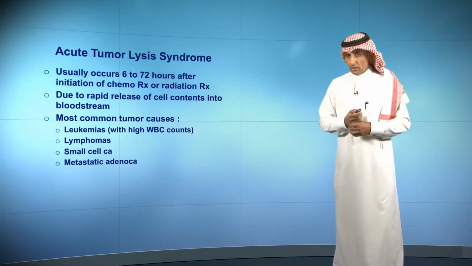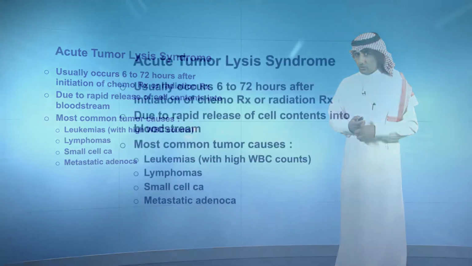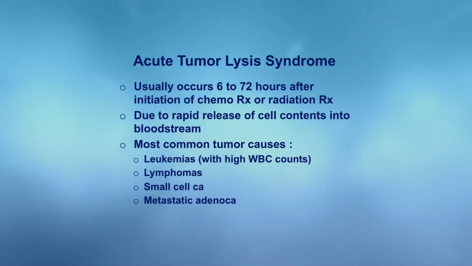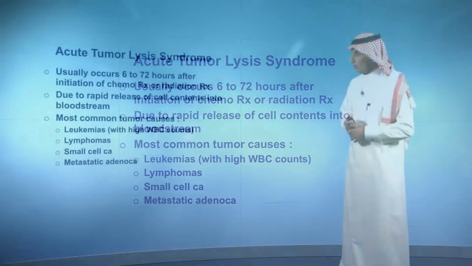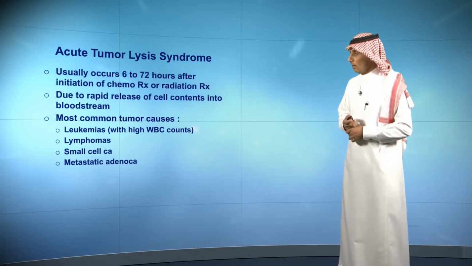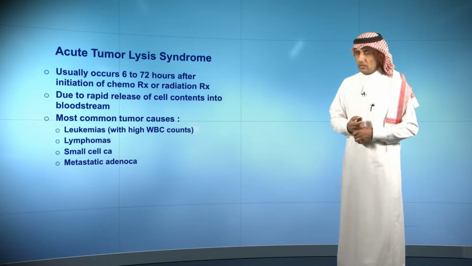The next oncologic emergency is acute tumor lysis syndrome. Usually, it occurs 6 to 72 hours after initiation of chemotherapy or radiation treatment. Tumor lysis syndrome is due to rapid release of all cell content into the bloodstream. The most common tumors that cause tumor lysis syndrome include leukemia, lymphoma, small cell cancer, and metastatic adenocarcinoma.